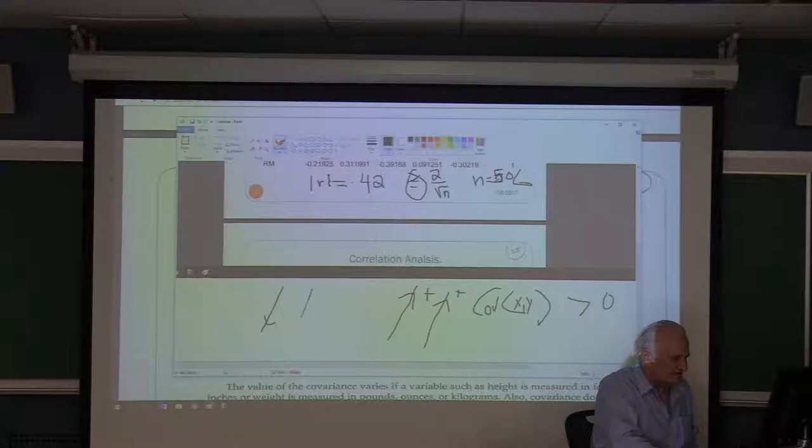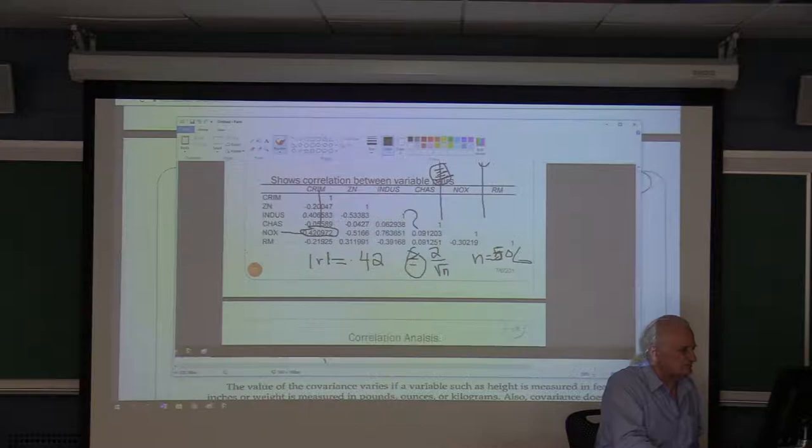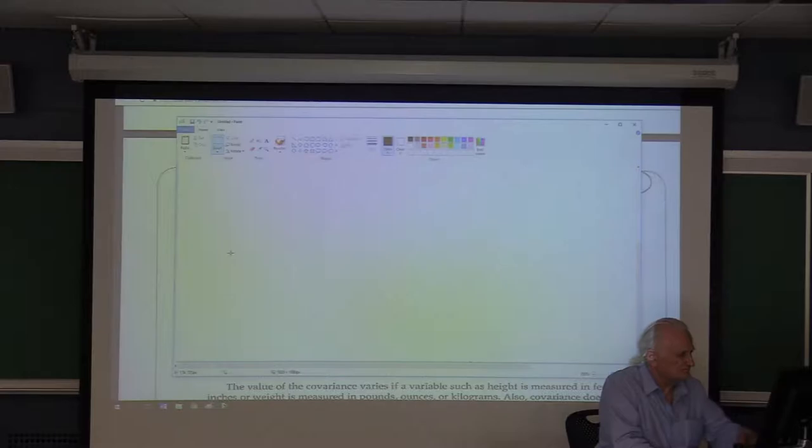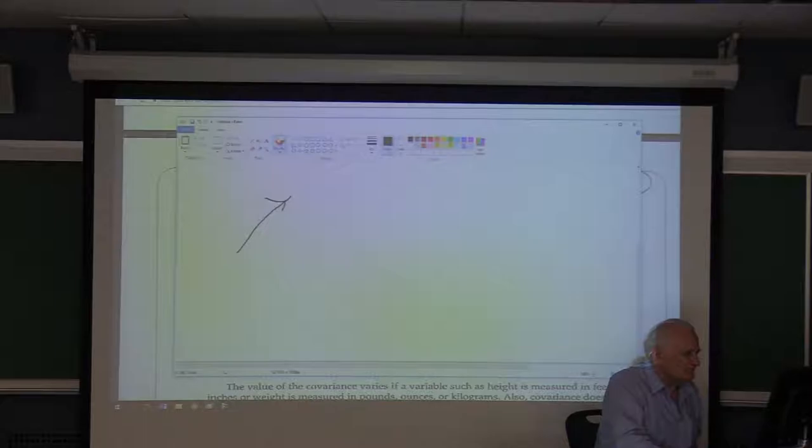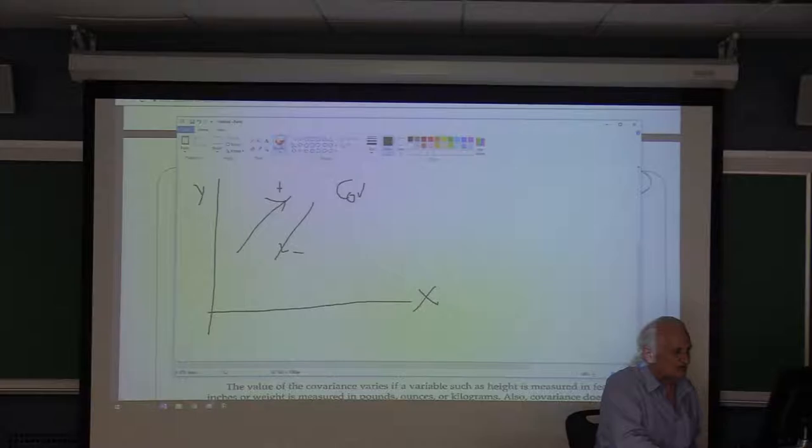If they both move in the negative direction, negative, negative, negative times negative, again, this would be positive, so the covariance would be positive. If one goes up and the other goes down, when I say up, this is the x and the y axis, then the covariance would be negative because you have plus times minus. Also, if x goes down, then y goes up.